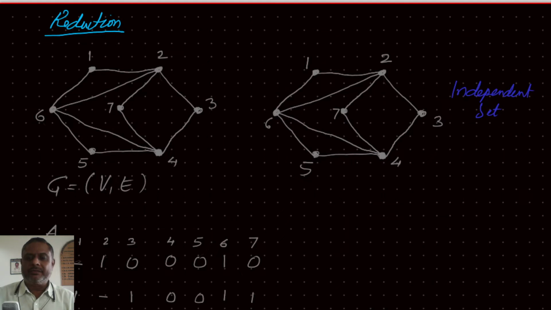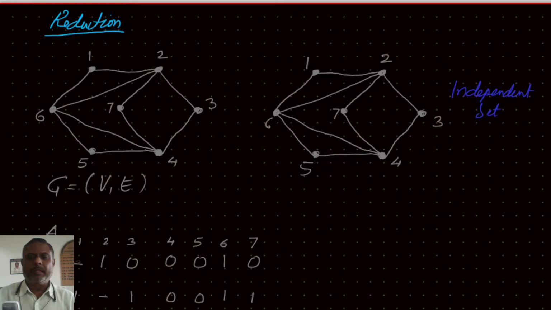And what else? When 7 is used, 2 can't be used, 4 can't be used, and 6 is not possible, so maybe 5 we can use. So with 1, 2 and 6 are disqualified, with 7, 2 and 4 are disqualified, with 5, 6 and 4 are disqualified. Now there is one more vertex left which we can use, 3. So 1, 3, 5 and 7 are the 4 vertices we have found to be independent.